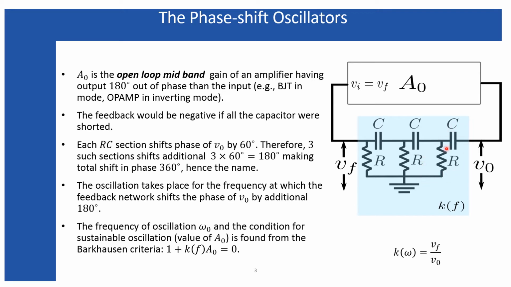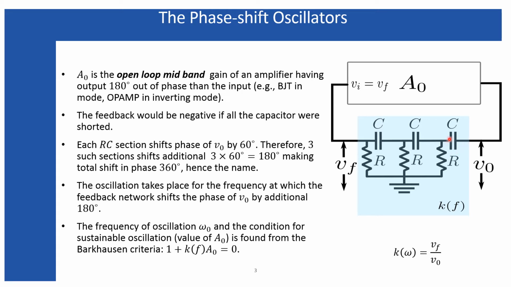Each RC section offers a 60-degree phase shift of the output voltage when it gets fed to the input. There exist three RC sections, and each provides a 60-degree phase shift, so three RC sections provide 180-degree phase shift. So as a whole there exists a total of 180-degree phase shift. But we know that in order to provide positive feedback we must have a 360-degree phase shift.